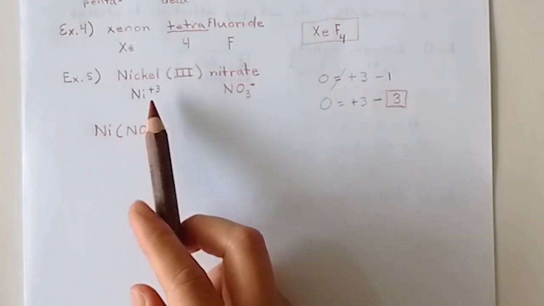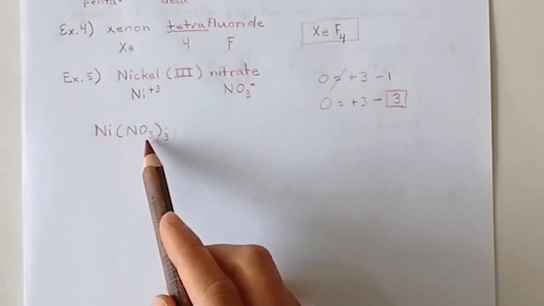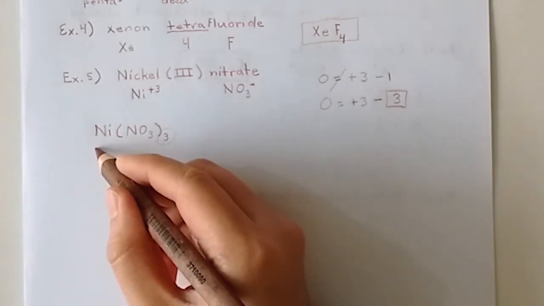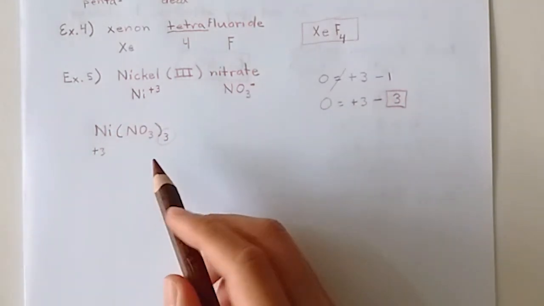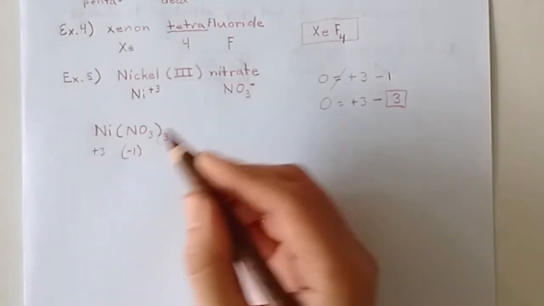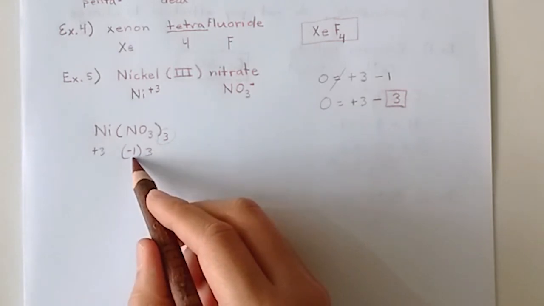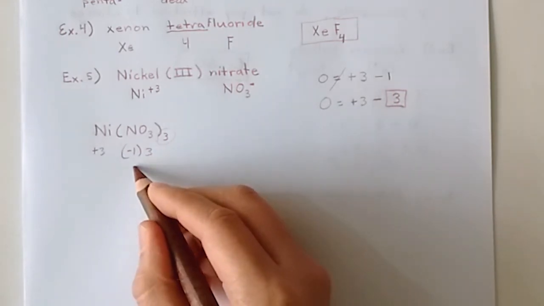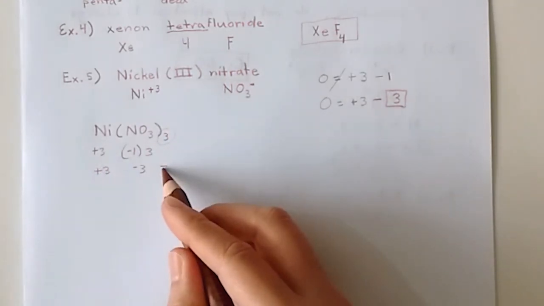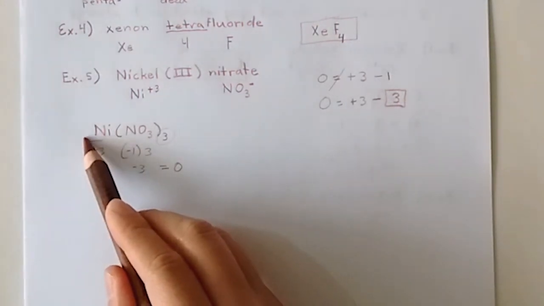We have 1 nickel and 3 nitrates. And just to check our work, we know that nickel has a positive 3 charge, and we know that each nitrate has a negative 1 charge. Multiplied by 3, negative 1 times 3 is negative 3, and positive 3 minus 3 is 0, which is what we want. Okay, so this would be the solution for this.